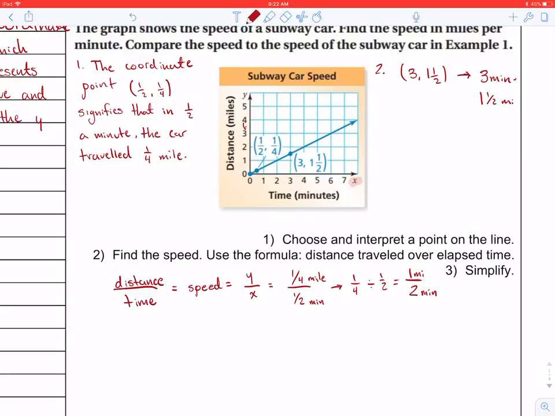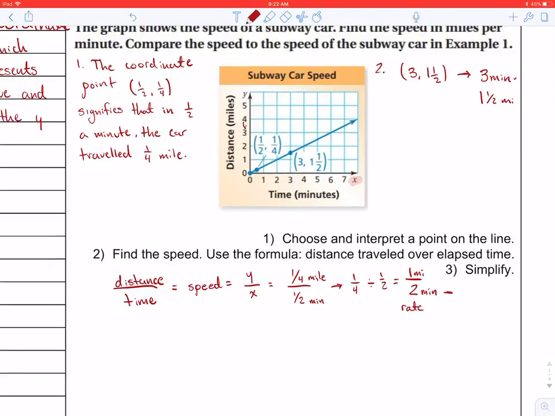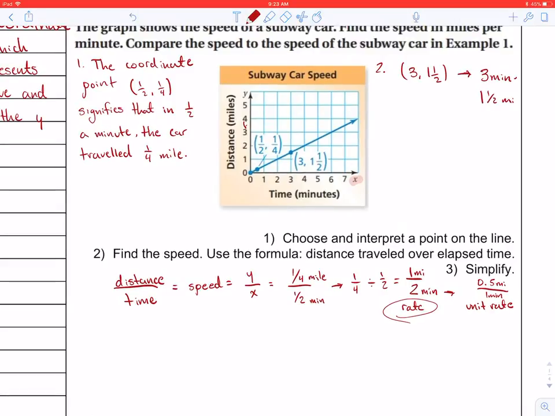And we can simplify that even further. This would be considered a rate. We could simplify that down even further to a unit rate by dividing 1 by 2 and saying that the car will travel half a mile every 1 minute. And so using this graph, we were able to set up the formula for speed, which was given, plug in our values, and then simplify it down to find not just the rate, but also the unit rate. So the rate of the car is that it travels 1 mile every 2 minutes, and we simplified that to a unit rate, saying that it travels half a mile every 1 minute.